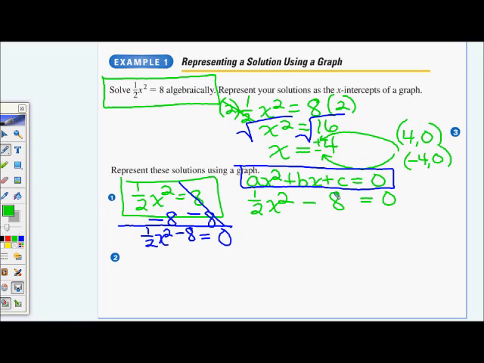This equation, if you remember, we've done this in this chapter, is telling me where my y-intercept will be. This looks like y equals mx plus b. So my y-intercept here is going to be at 0, negative 8.